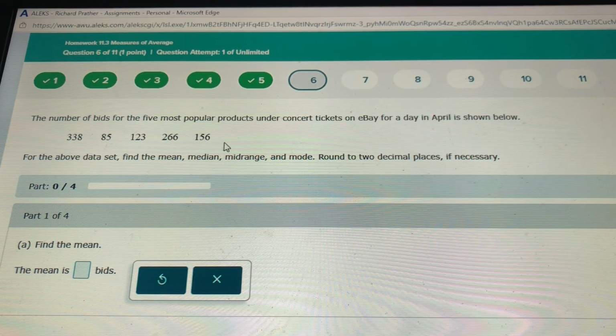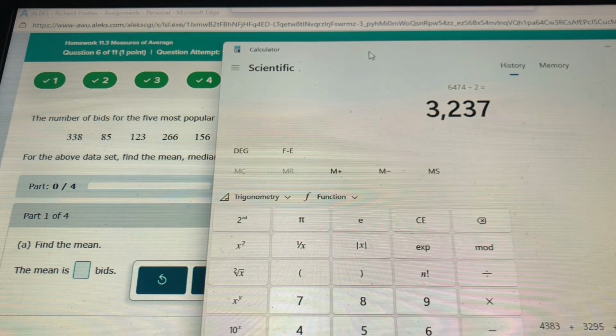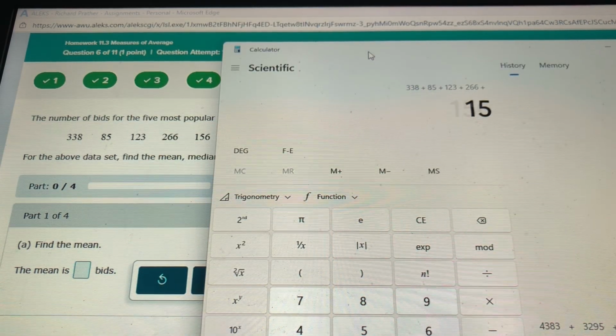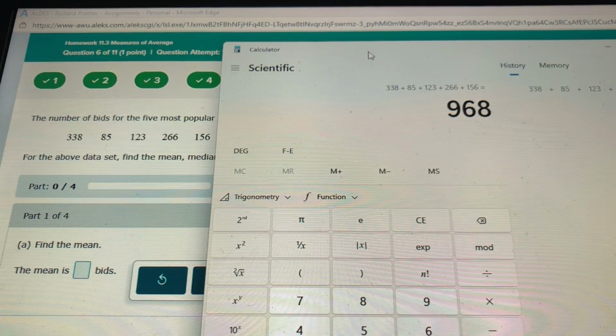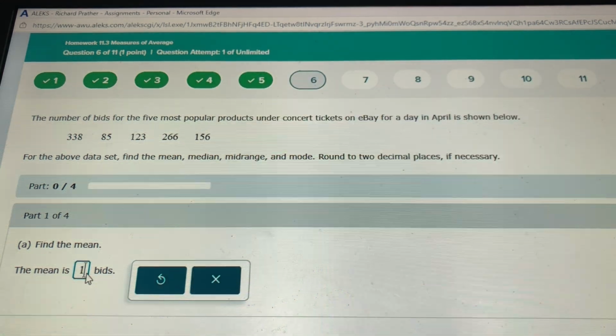Here's one with only 5 numbers. So add them up and divide by 5. 338 plus 85 plus 123 plus 266 plus 156 equals, and then divide by 5. The mean is 193.6.